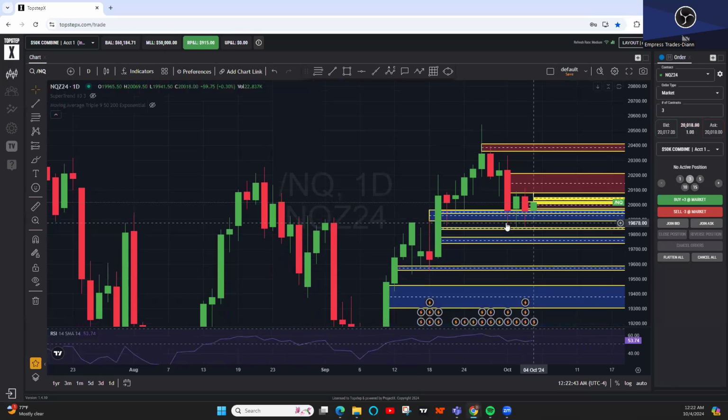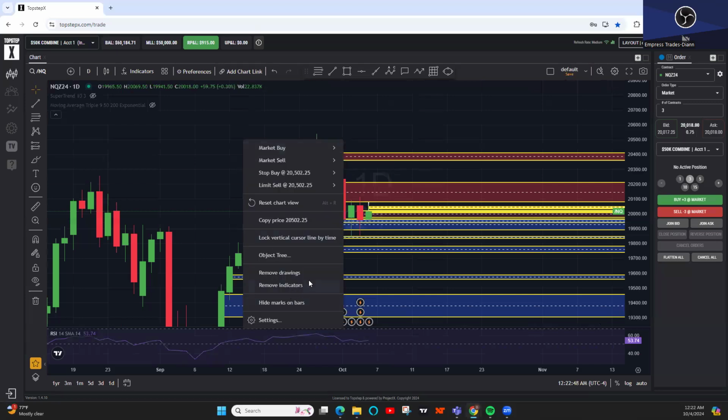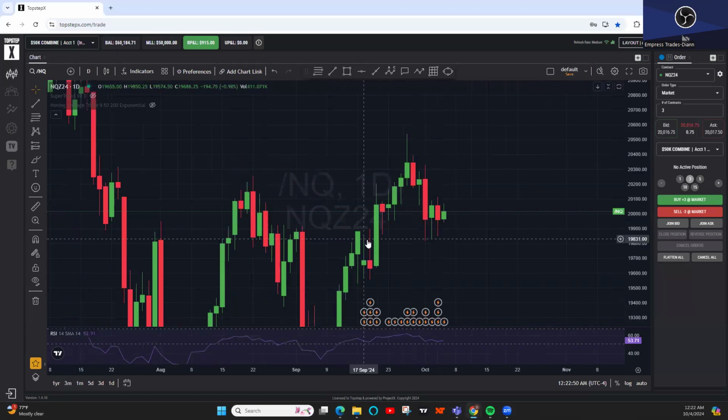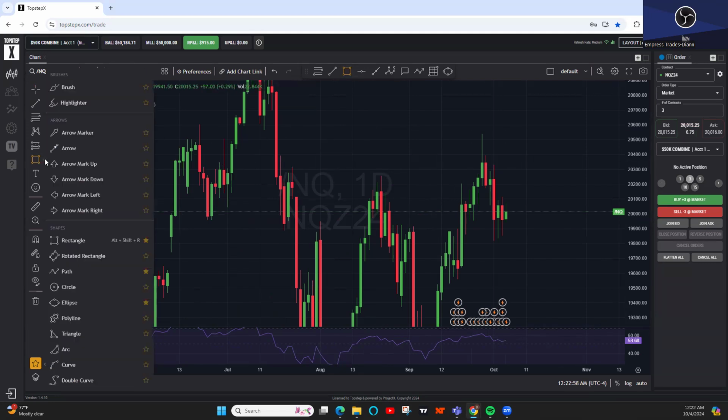As you can see in my chart, this is the daily. I'm going to remove all my drawings. I want to get straight to it. This is the tool that I use. It's the rectangle. You can find the rectangle over here on TopStepX or TradingView. Right here. And I favorite it.